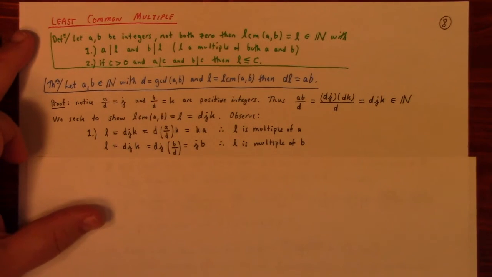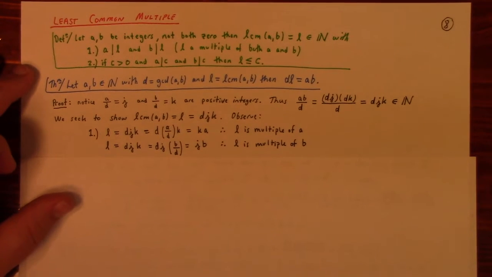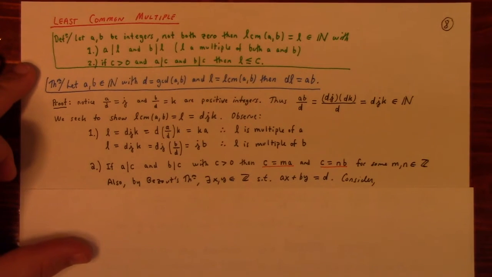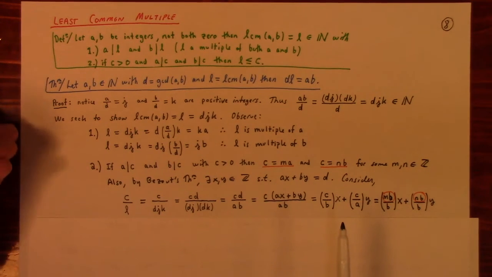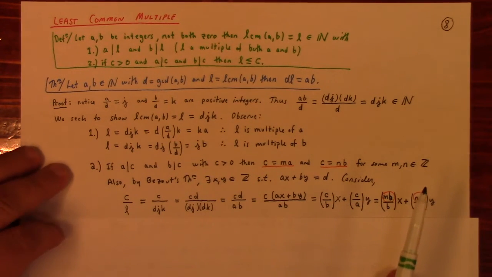That's the first thing. Then the second thing is that if we have another positive multiple c, which is a multiple of a and b, right, a divides c and b divides c, that means that c is equal to ma and c is equal to nb for some m and n. And of course, by Bezout's theorem, we still know that ax plus by is equal to d. So let's look at the ratio. Sometimes when you're trying to find an inequality between two numbers, it's useful to look at a ratio of those numbers. It will be here.